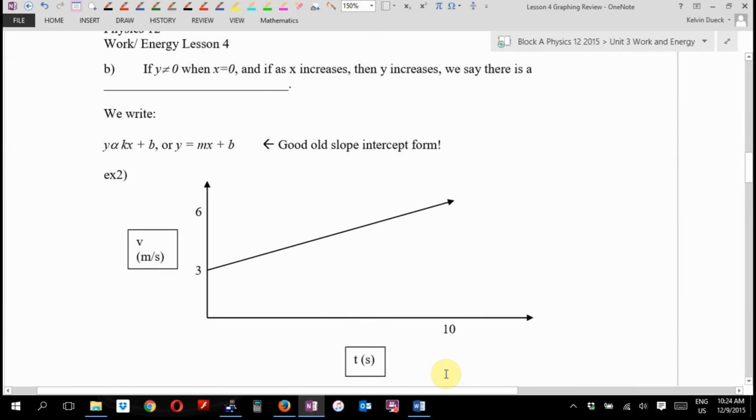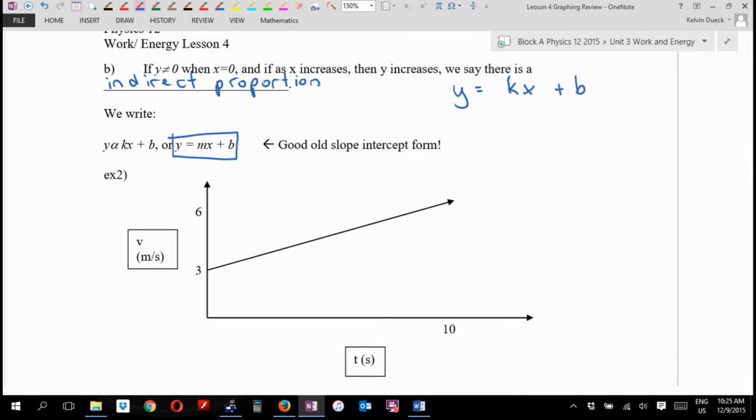What if y isn't 0 when x is 0? What if the graph doesn't go through 0, 0? Then we say there is an indirect proportion. You don't need to know that term because you've learned it a different way. As an equation, it would look like this. Y is proportional to x plus something, and if I wanted to turn it into an equation, instead of having the proportional symbol there, look up, I would say a constant goes there. Or as you called it in Math 10, Colin, look up, it's y equals mx plus b. We didn't call it that in Math 10, but slope-intercept form is really an indirect proportion. Example 2.